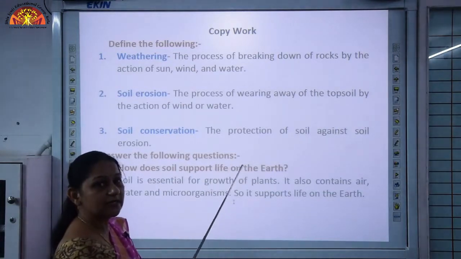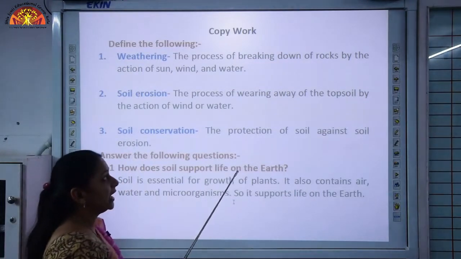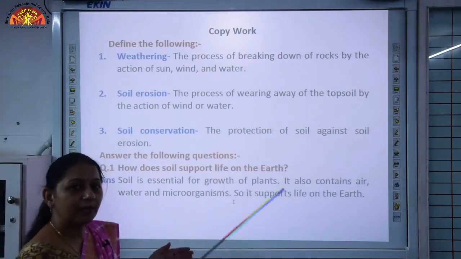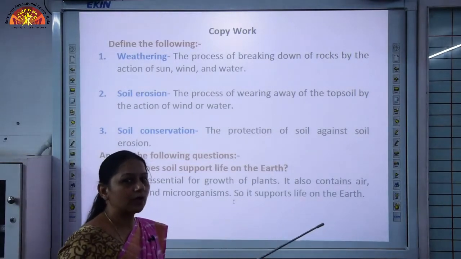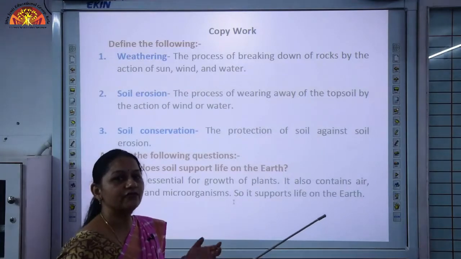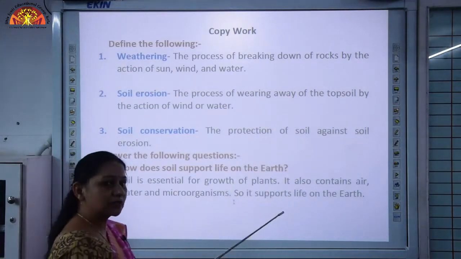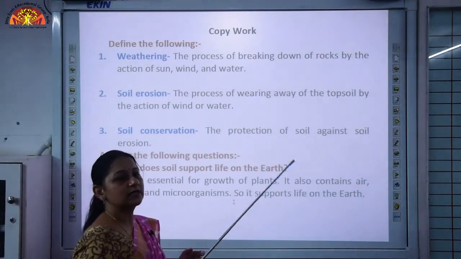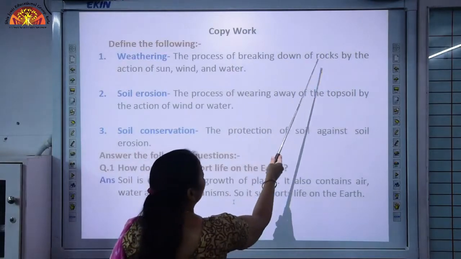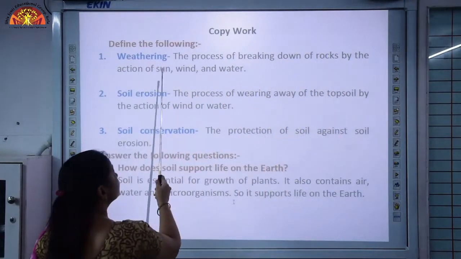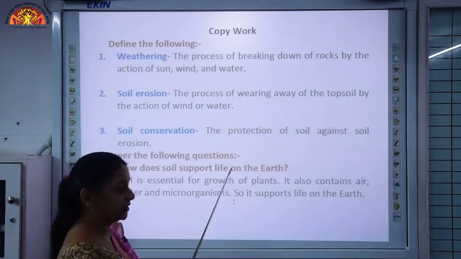First we are going to discuss the definitions. The first definition is weathering. And what is weathering? The breaking up of rocks. When bigger rock pieces break into smaller rock pieces and further into fine sand, then they form soil, and this process of breaking down of rocks is called weathering. So the process of breaking down of rocks by the action of sun, wind and water is called weathering.